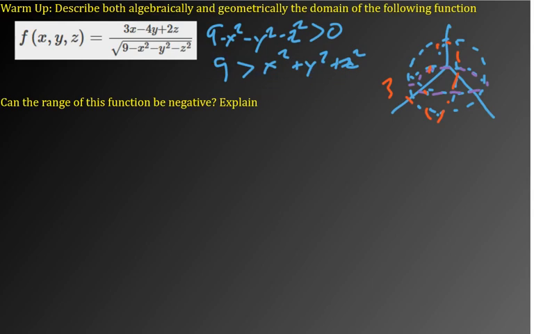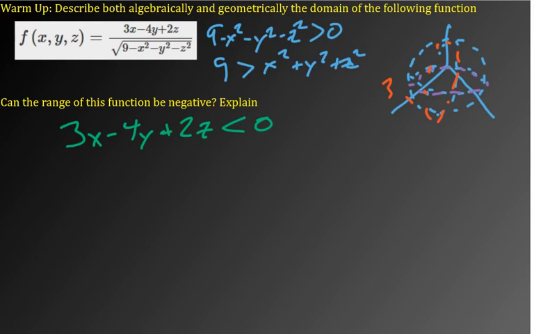And then this last question: can the range of this function be negative? The only way this thing can be negative, assuming a real valued function, is that the bottom is greater than 0. It can't be 0 because it's on the bottom. And this part up top is the only place where you could get a negative. So basically you would need 3x minus 4y plus 2z to be less than 0.